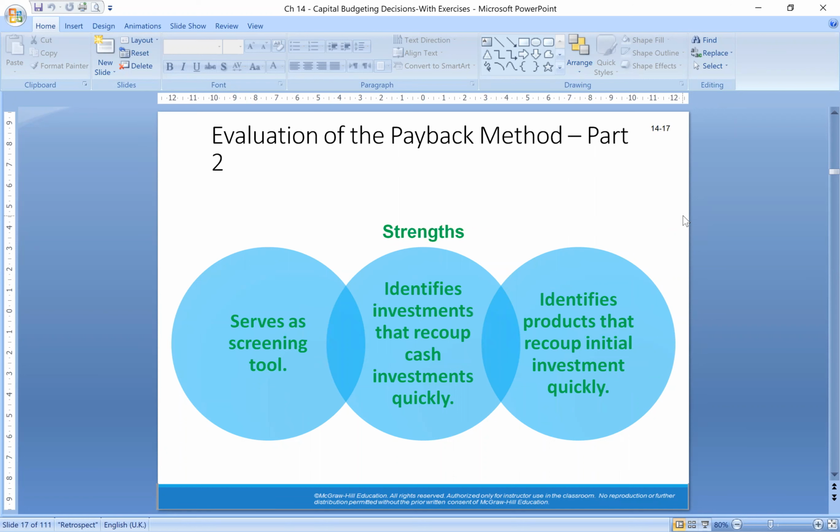The advantages of the payback period: it serves as a screening tool. We can decide directly from the number. It identifies investments that recoup the initial investment quickly.